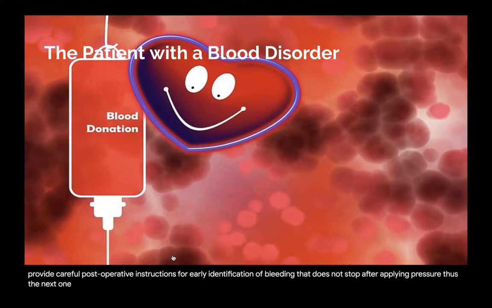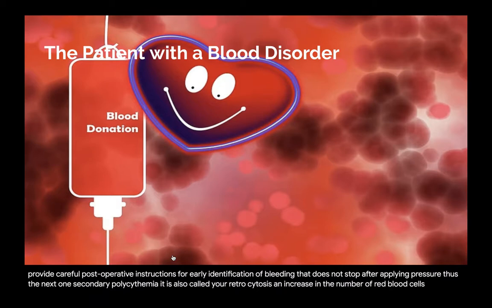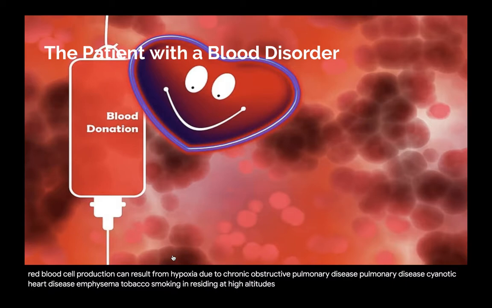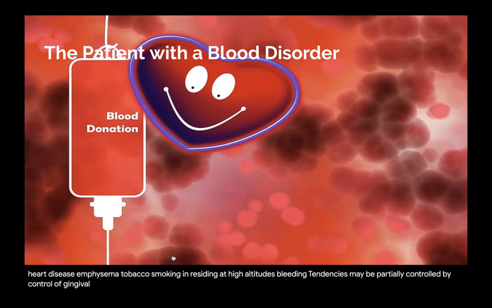The next one, secondary polycythemia. It is also called erythrocytosis, an increase in the number of red blood cells. Increased red blood cell production can result from hypoxia due to chronic obstructive pulmonary disease, cyanotic heart disease, emphysema, tobacco smoking, and residing at high altitudes. Bleeding tendencies may be partially controlled by control of gingival irritants.